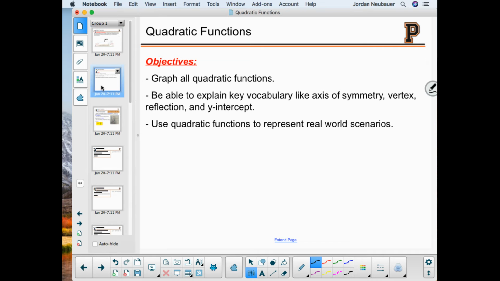Objectives for today, we want to be able to graph all quadratics. Last lesson, we just focused on the ones where maybe there was simply just an ax squared plus c. Today we're going to add in the bx and talk about how to graph those. Be able to explain key vocab terms like axis of symmetry, vertex, reflection, and y-intercept, and then use these quadratics to represent real-world scenarios.